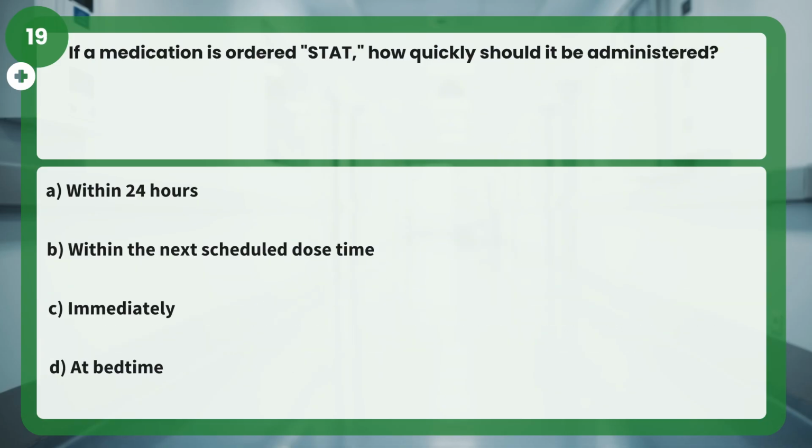Question 19. If a medication is ordered stat, how quickly should it be administered? A. Within 24 hours. B. Within the next scheduled dose time. C. Immediately. D. At bedtime.